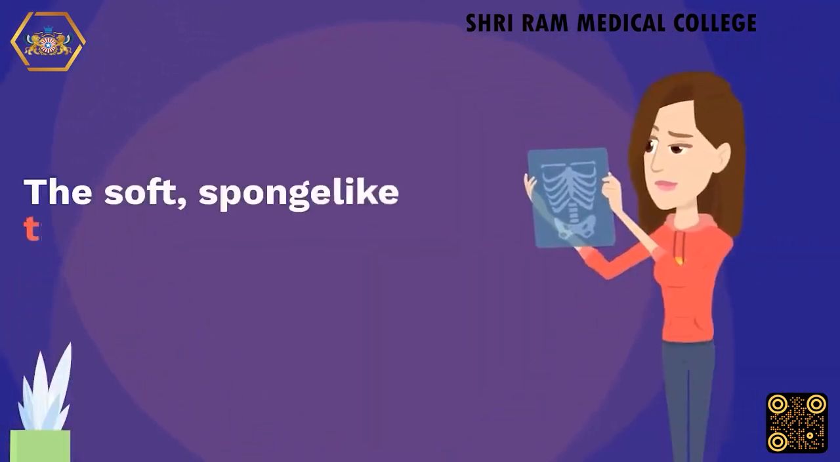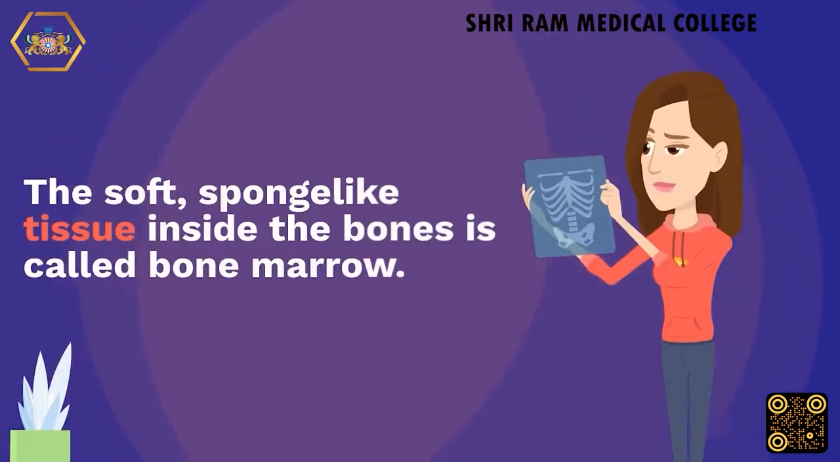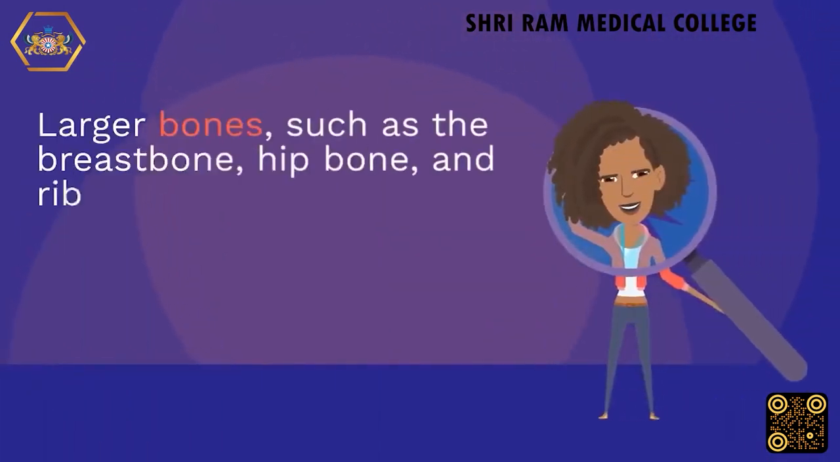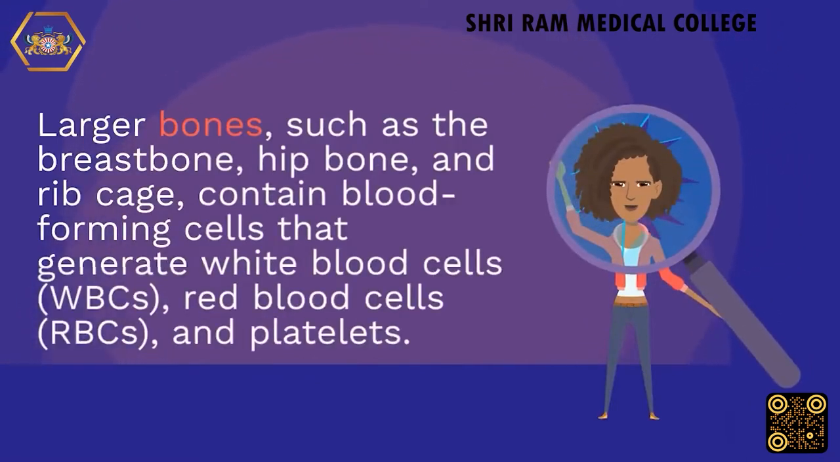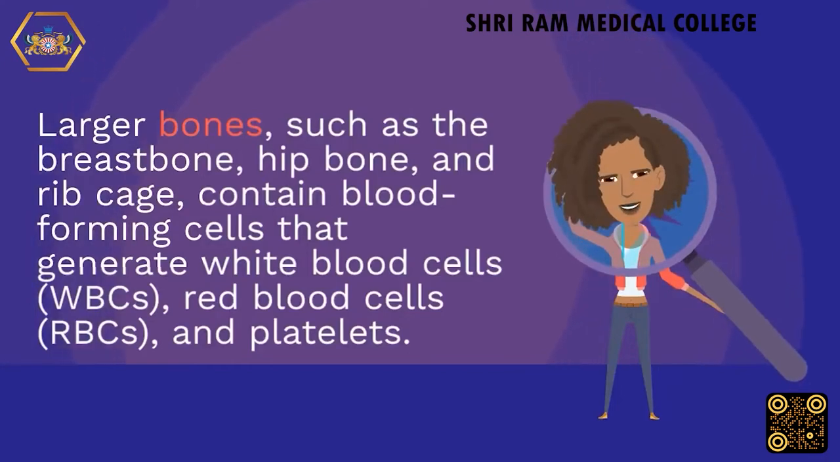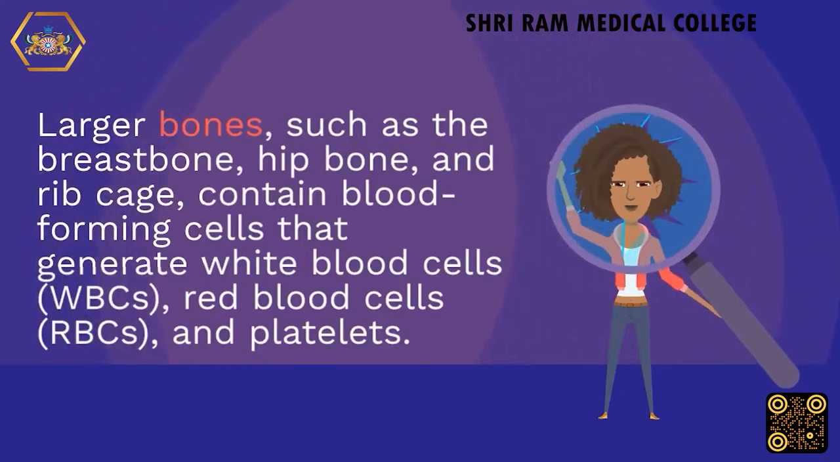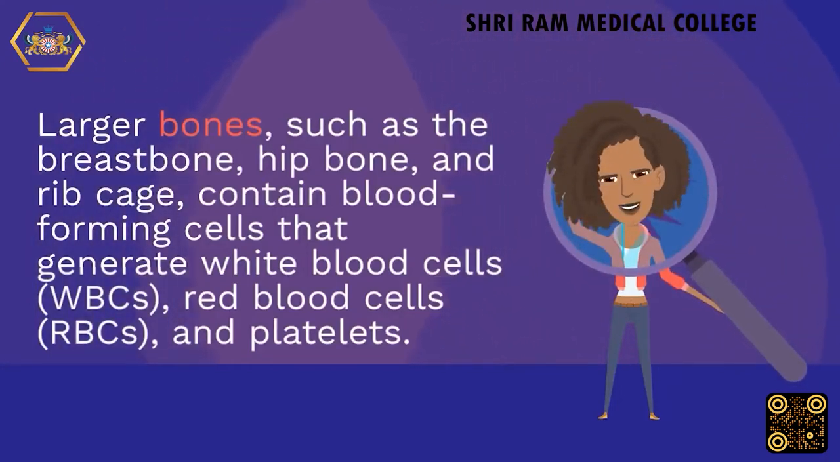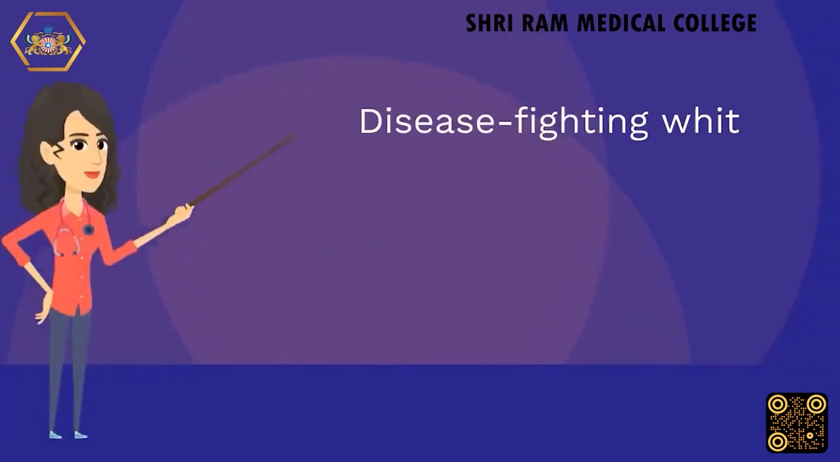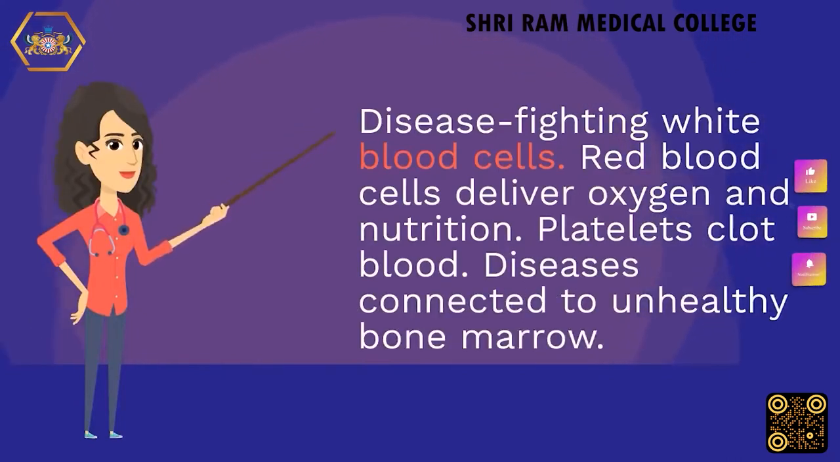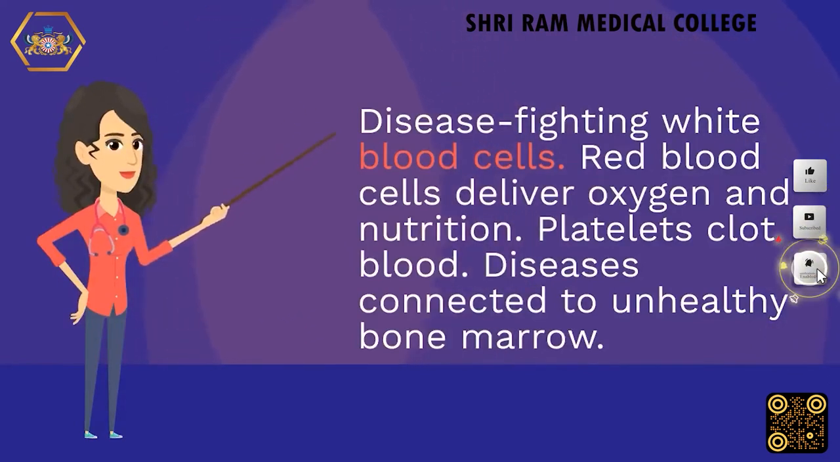The soft, sponge-like tissue inside the bones is called bone marrow. Larger bones, such as the breastbone, hip bone, and rib cage, contain blood-forming cells that generate white blood cells, WBCs, red blood cells, RBCs, and platelets. Disease-fighting white blood cells. Red blood cells deliver oxygen and nutrition. Platelets clot blood.